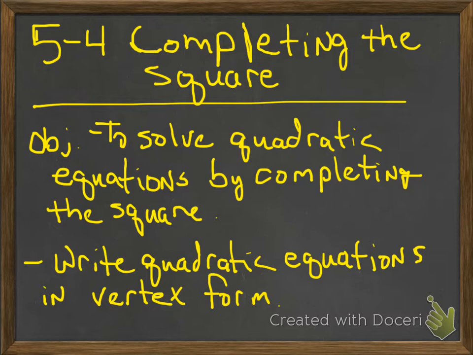This is going to go over the next section, completing the square, which is section 5.5-4, which starts on page 341. The objective is that we're going to be able to solve quadratic equations by completing the square, and then we're going to be able to write quadratic equations in vertex form. There's a few examples here that we're going to go over first before we get to those objectives.